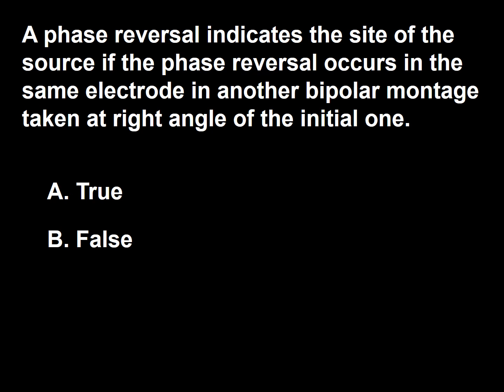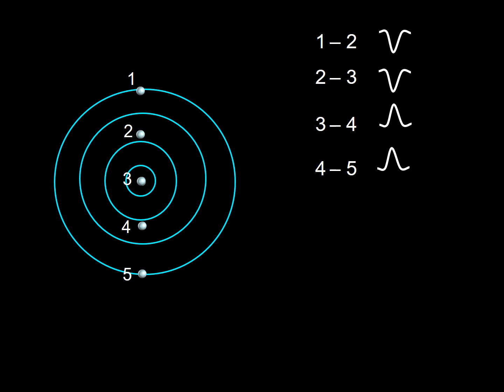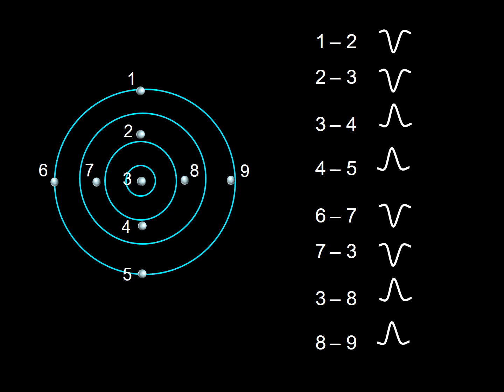Next question. A phase reversal indicates the site of the source if the phase reversal occurs in the same electrode in another bipolar montage taken at right angle of the initial one. A true, B false. The presence of a phase reversal in a bipolar montage indicates that the maximum is under the electrode recording it only if a transverse strip at right angle confirms it. It doesn't have to be necessarily a transverse strip confirming a longitudinal strip. It can be the other way around.